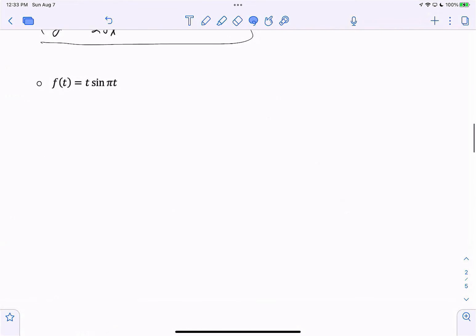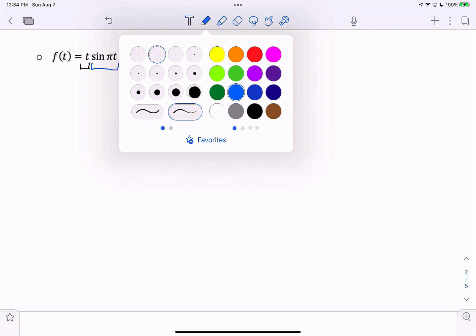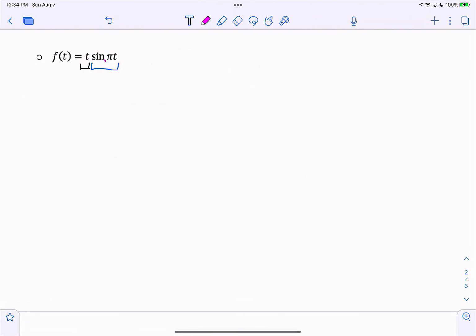Next we have f of t is equal to t times the sine of pi t. And we do have a product, so I have t times the sine of pi t. But since pi t isn't just plain t, that is a composition. So sometimes folks will ask me, how do I know if I'm supposed to use a product rule or a chain rule? And I'm indicating that in the little brackets that I'm putting underneath the functions.